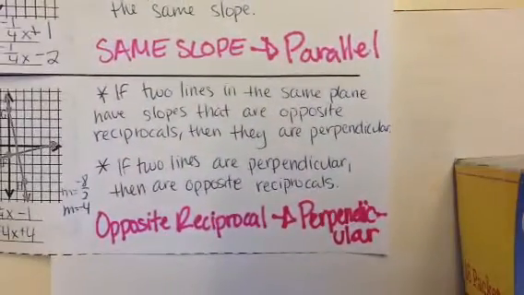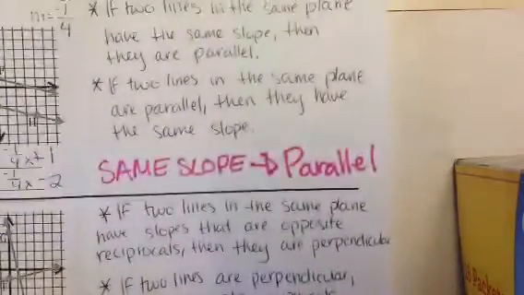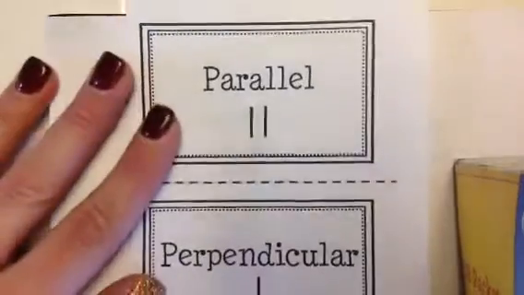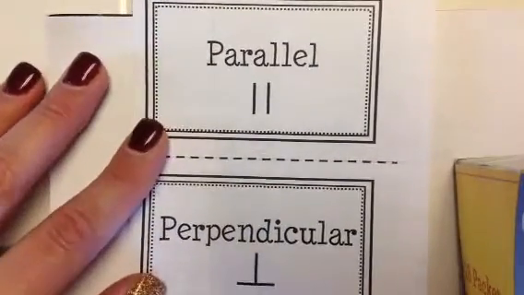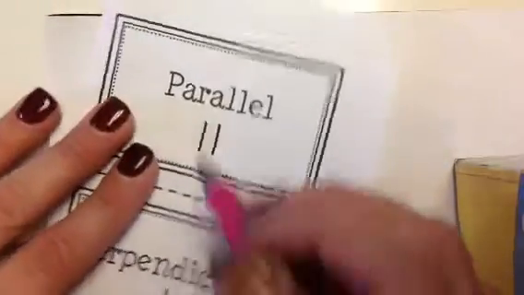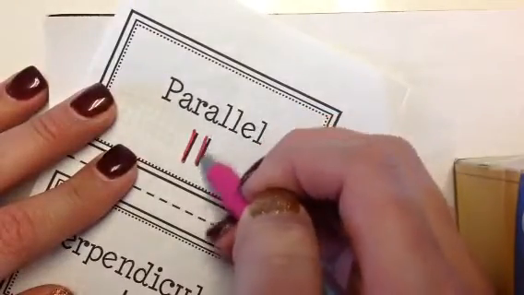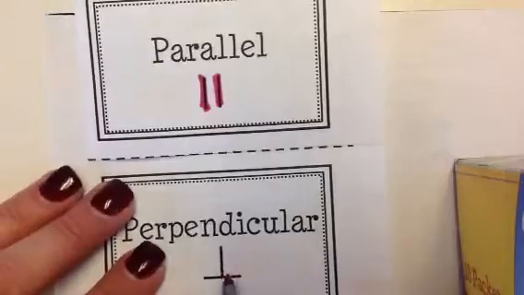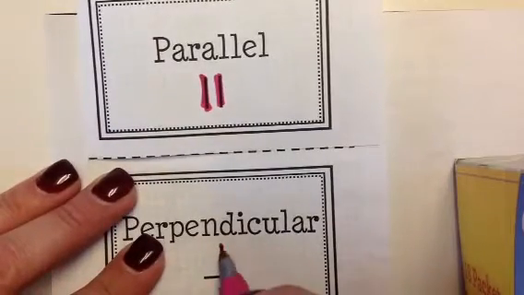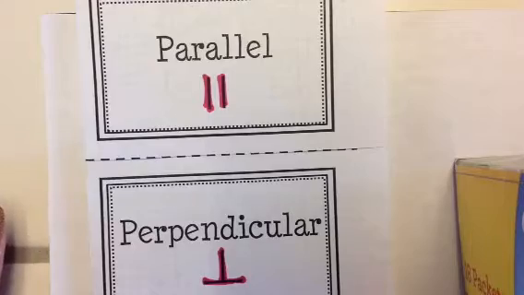You get the idea. So the last thing I'd like you to note is that sometimes you will see words not spelled out to represent parallel and perpendicular. You're just going to see symbols. For parallel, the symbol is 2 parallel lines. For perpendicular, it is 2 lines that look like they make a 90-degree angle.